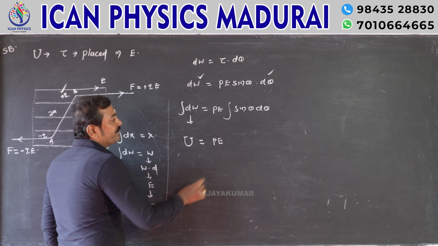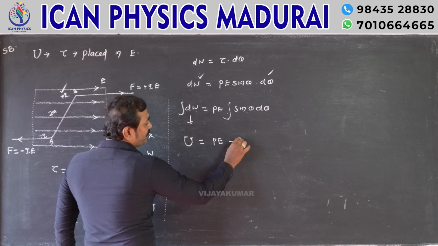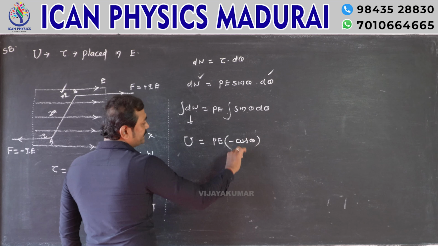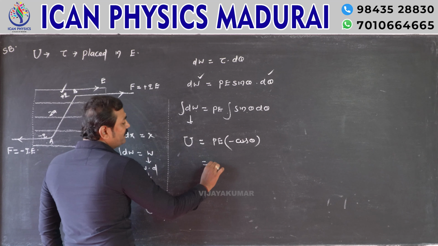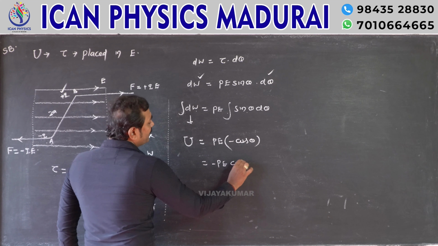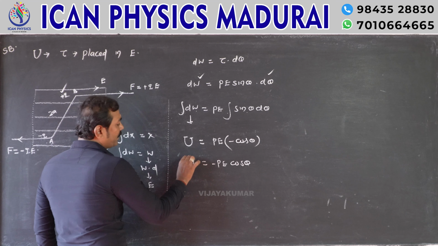Okay. So p, sin theta, when we integrate, we get minus cos theta. So how can we write? Minus pE cos theta.